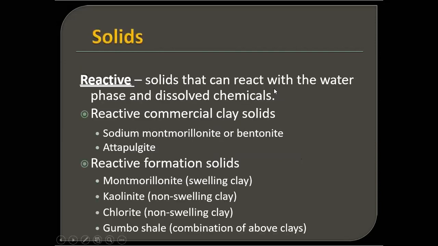Now we will talk about what kind of solids we are going to use with the water or the oil. Basically, the most common one is bentonite, or we have another one which is barite. These are the normal ones used. Then we have some more: montmorillonite, kaolinite, chloride, and gumbo shale. There are a lot, as you will see in the next slides.